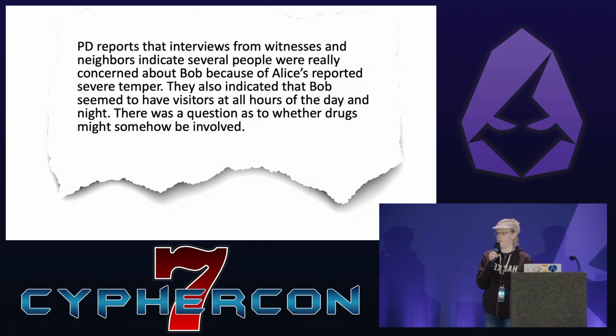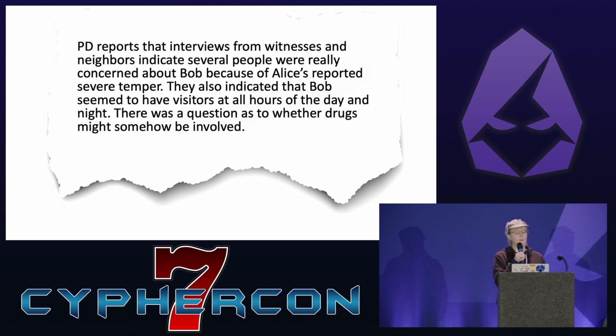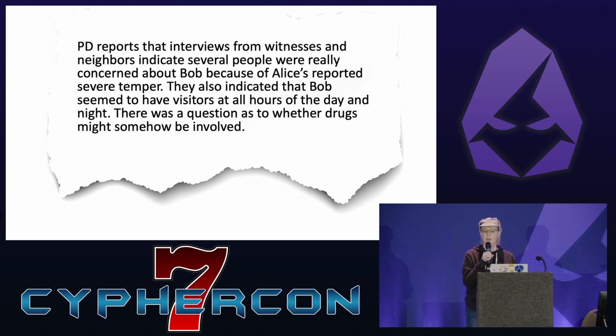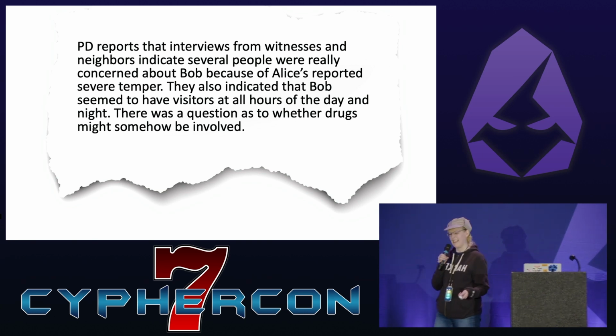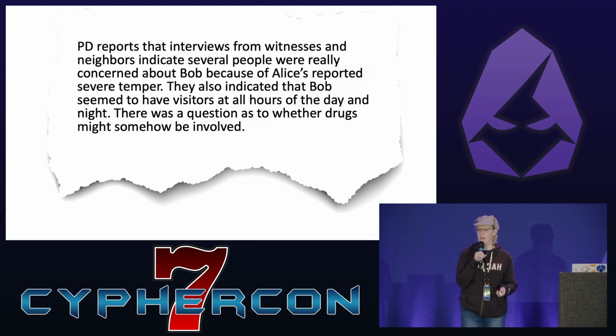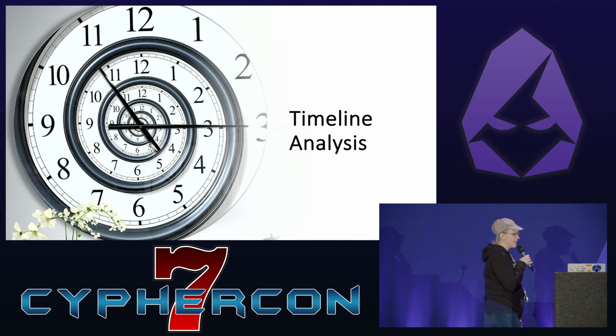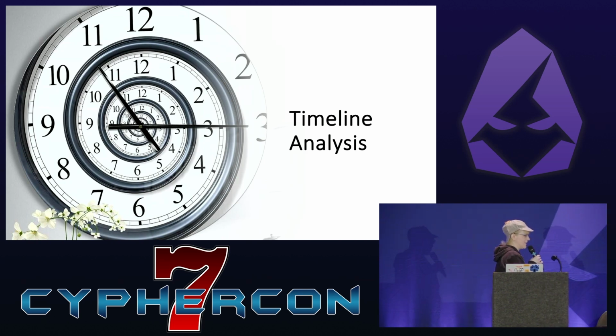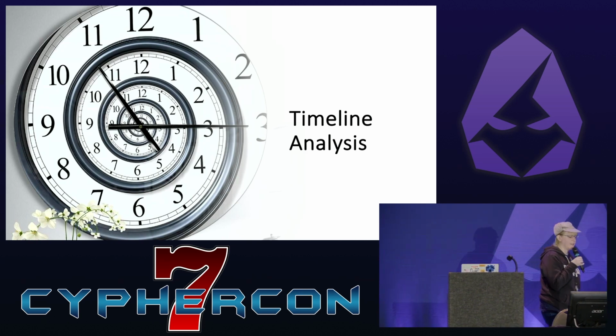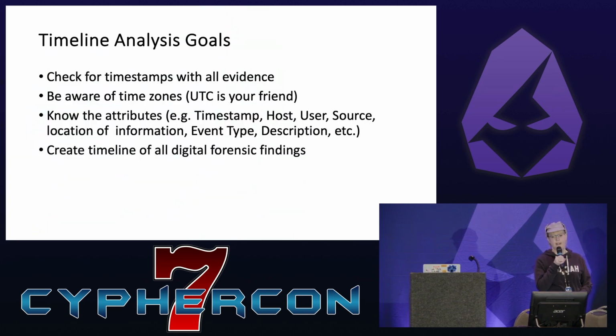We get another report from PD. They report interviews from witnesses and neighbors indicate some folks are really concerned about Bob because, man, Alice has a wicked temper. And they also notice that Bob gets these visitors at all hours of the day and night. So maybe drugs are involved here. Who knows? So the next stage here is timeline analysis. We need to take a look carefully at the timeline. We've already talked about UTC and how important that is.